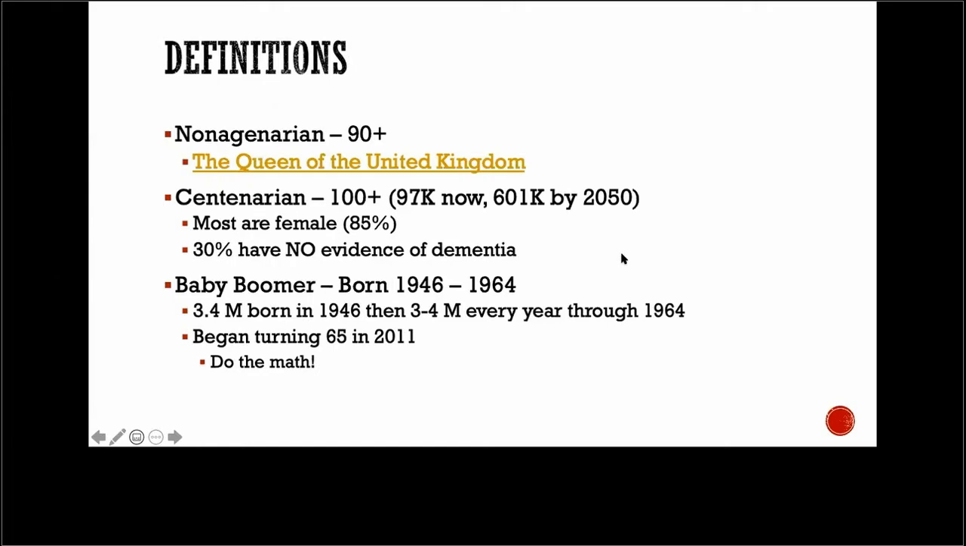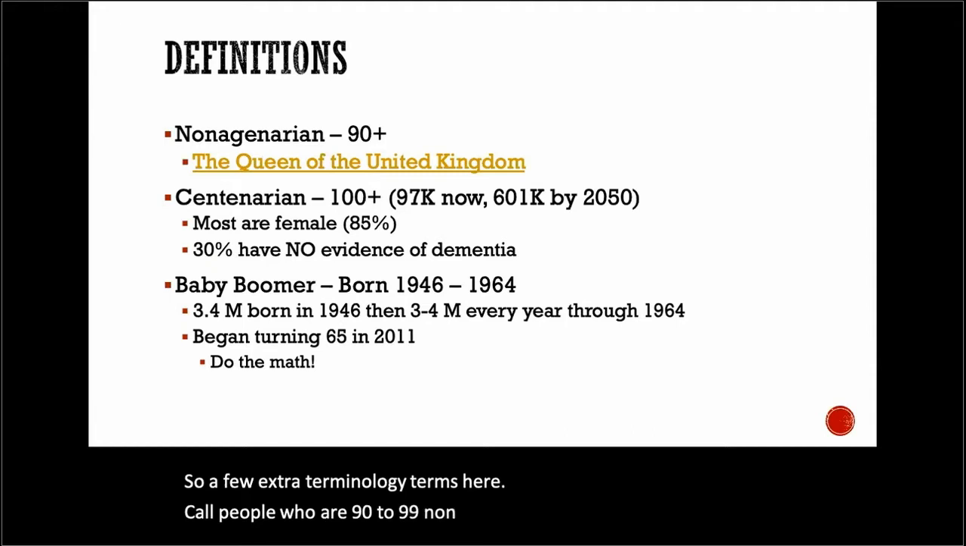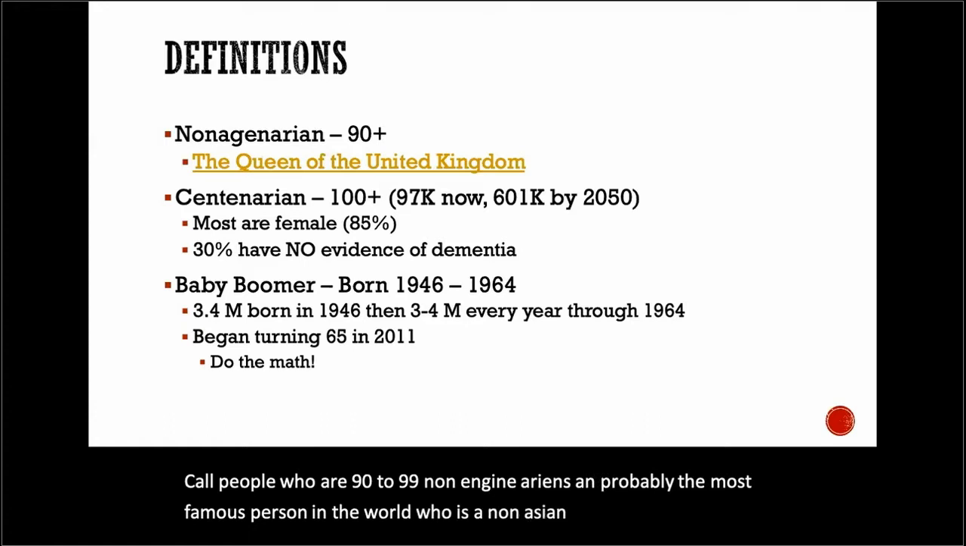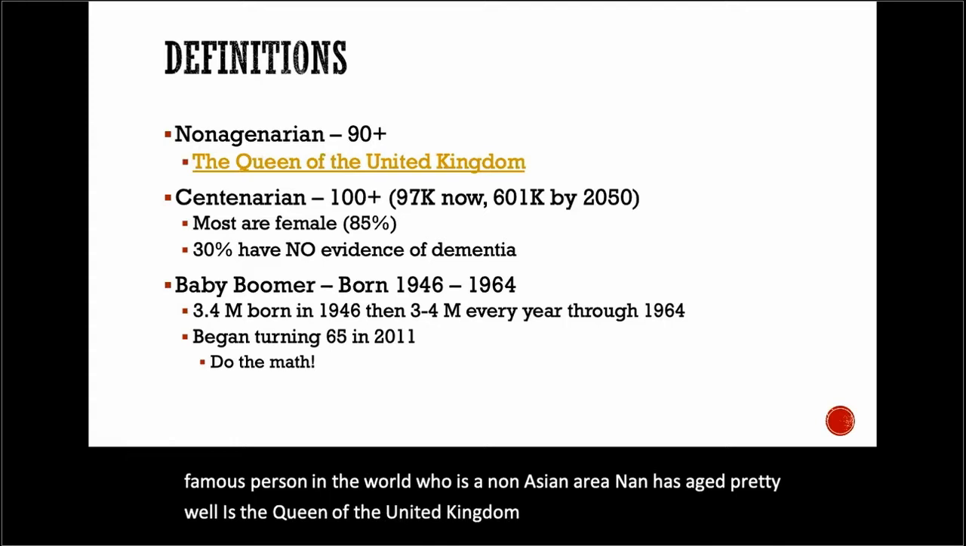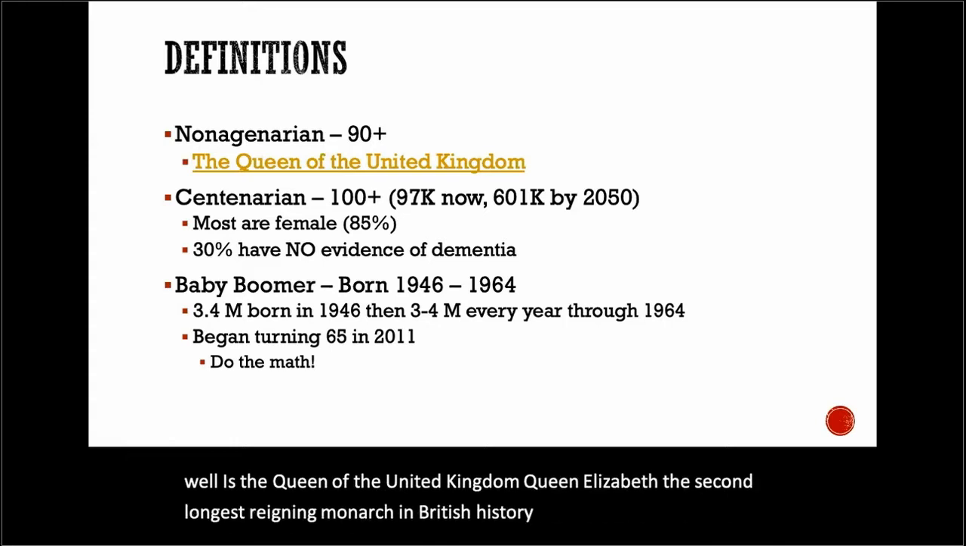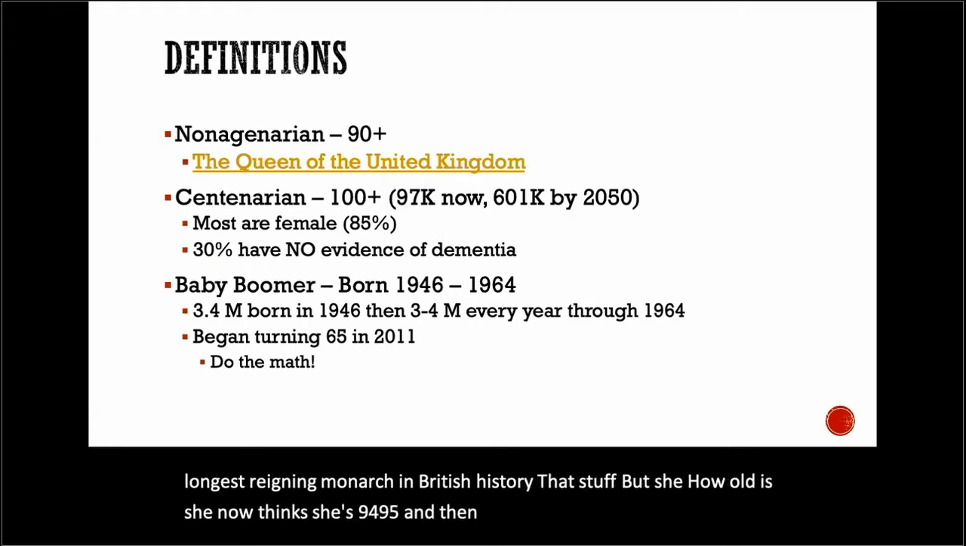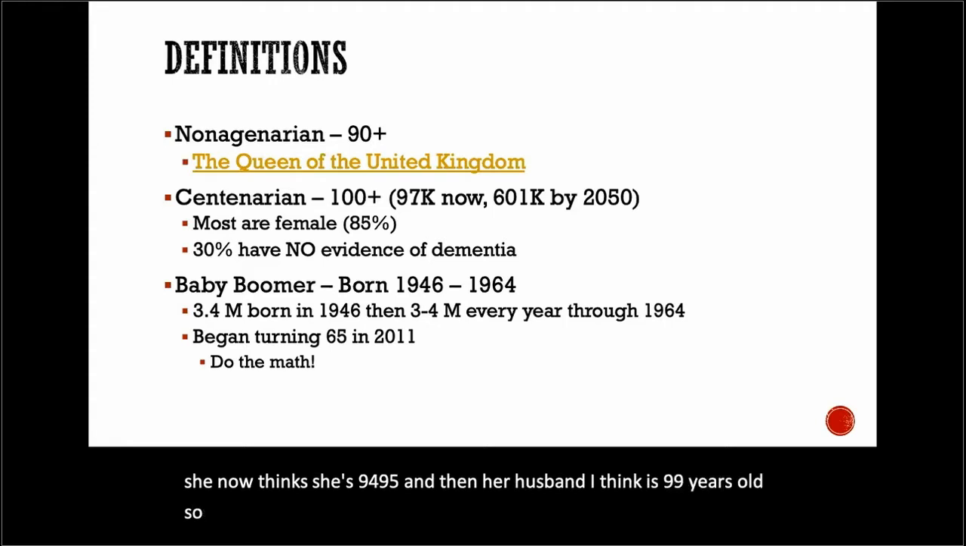So a few extra terminology terms here. We call people who are 90 to 99 nonagenarians, and probably the most famous person in the world who is a nonagenarian and has aged pretty well is Queen Elizabeth II, longest reigning monarch in British history, you know, all that stuff. But how old is she now? I think she's 94, 95. And then her husband, I think, is 99 years old. So they are both nonagenarians, and her husband is about to become a centenarian.